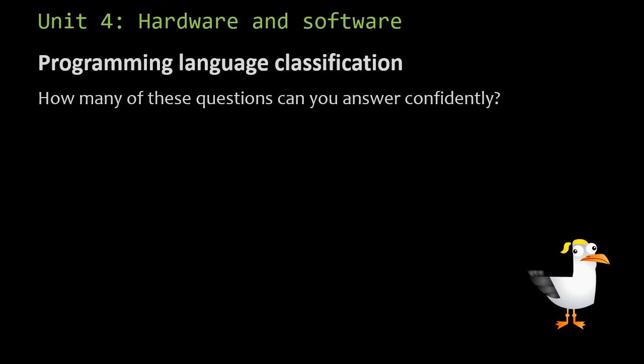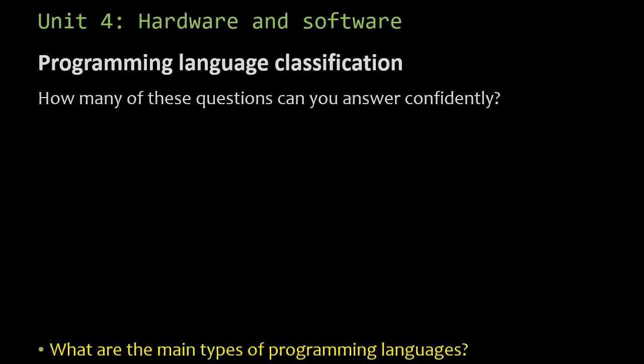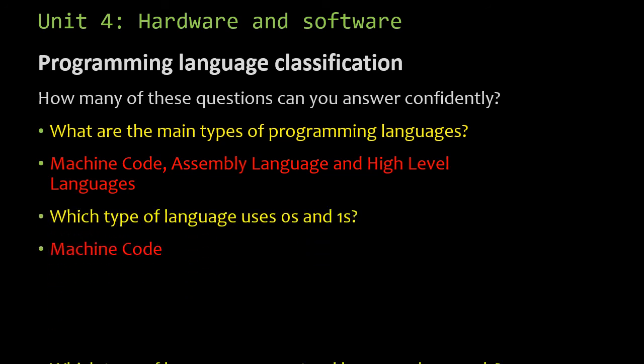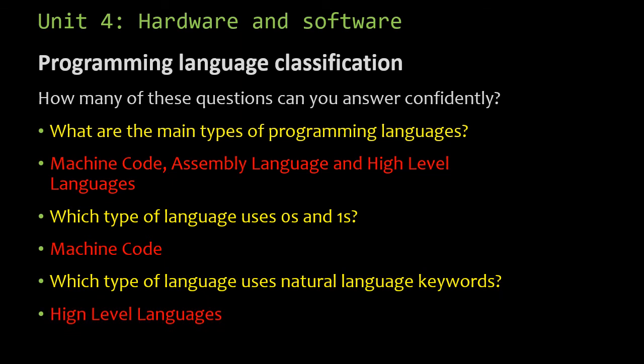Hopefully that was a quick look at those, and how many of those questions now could you answer confidently? As I said, I'll put the answers up for you. We have the main types of programming languages, which one uses zeros and ones, and which one uses natural language keywords. So what I want you to do is to have a look at the accompanying task that comes with this, a bit of research and a couple of questions, and then you can submit that to me hopefully by the end of the week.